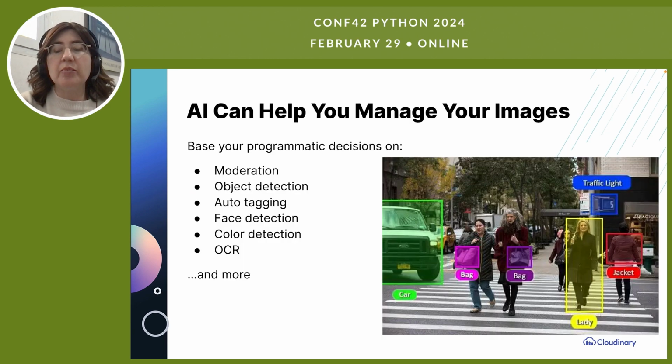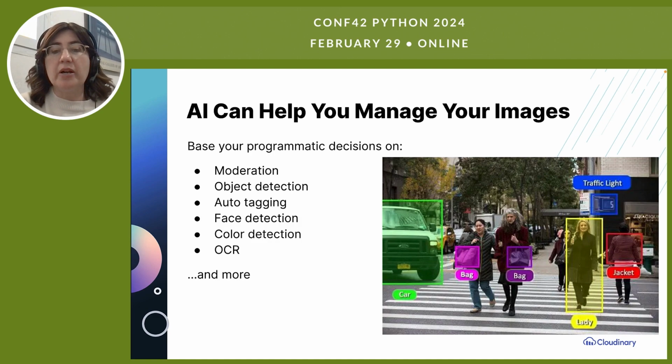Now, AI can help you manage your images by analyzing the image and returning all the information that you need in order to make programmatic decisions based on the information that's given. So I'm going to go through a list of a few types of information that you can get, which will really help you to programmatically and automatically handle all the images on your website.